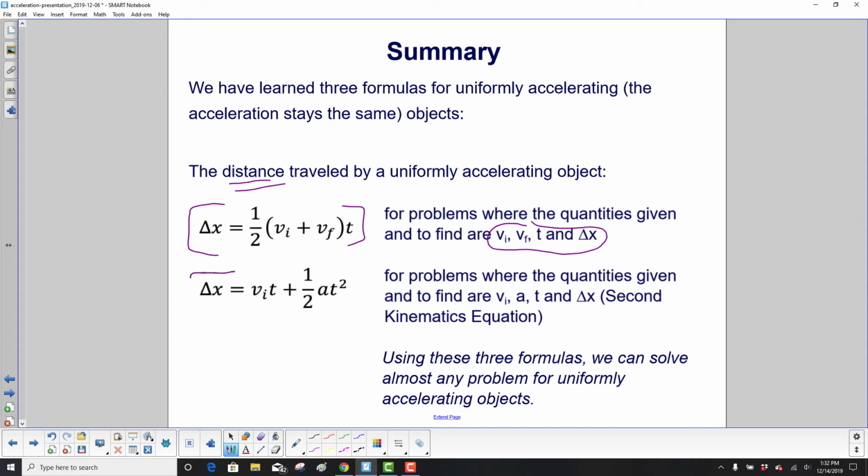We then created this equation. Delta x is v initial t plus 1/2 at squared. That's where we're interested in vi, a, t, and delta x. And this is the second kinematics equation. Using these formulas, we can solve almost any problem for uniformly accelerating objects.